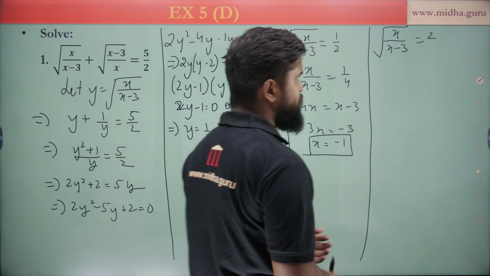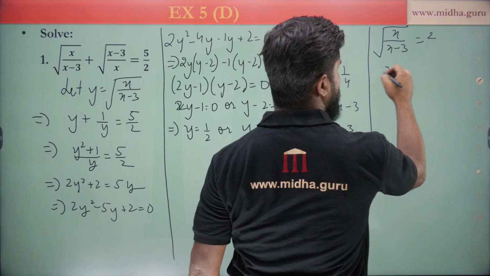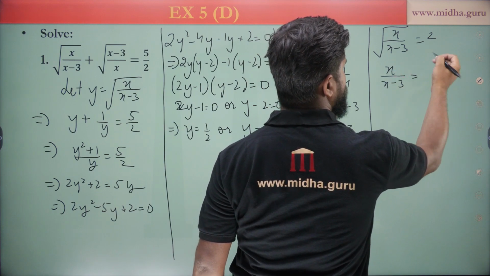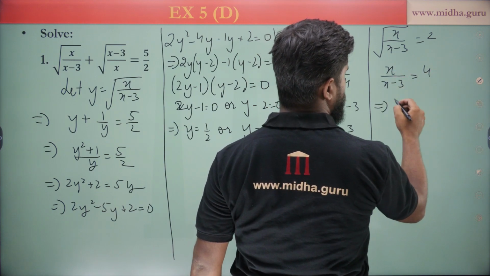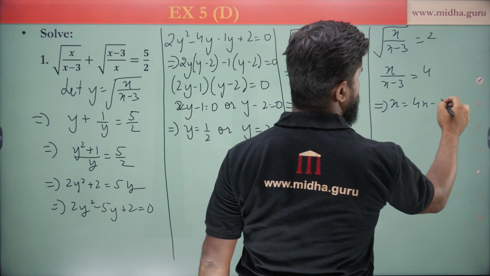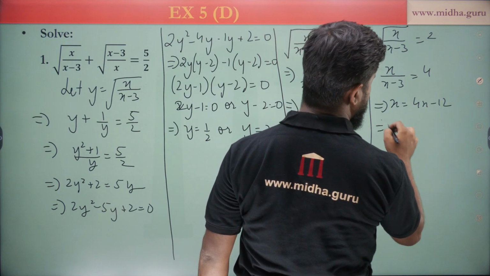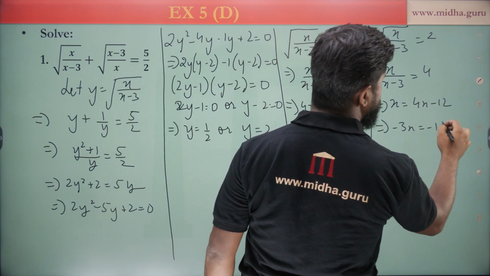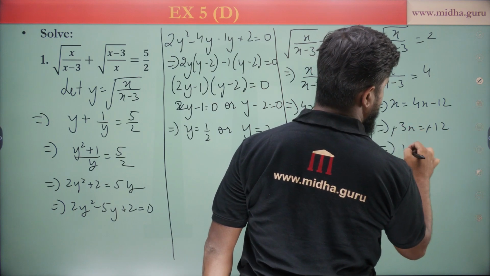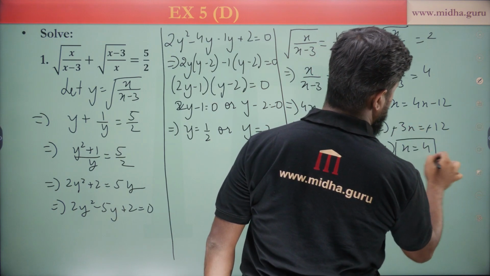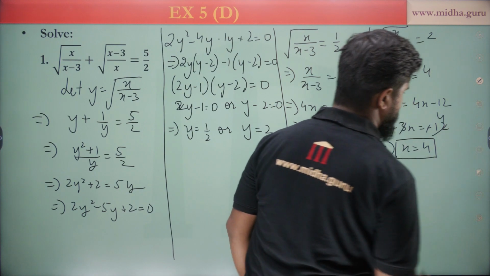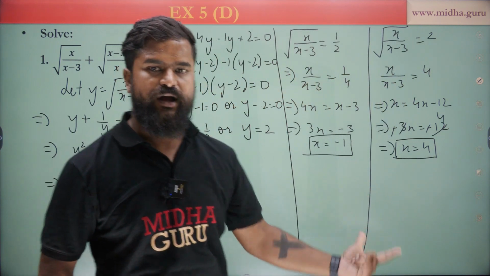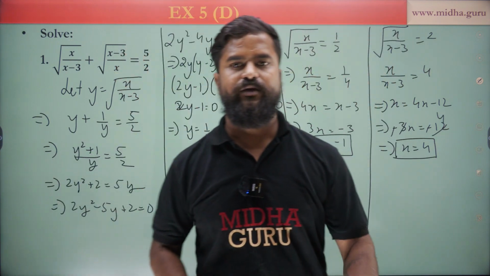This is one solution. And from here again, if we take the square, we get x by x minus 3 is equal to 2 squared, 4. So x is equal to 4x minus 12. Bring this to this side, I get minus 3x is equal to minus 12. Cutting this off, I get x is equal to 4. Right? So these are the solutions for x for the given quadratic equation.